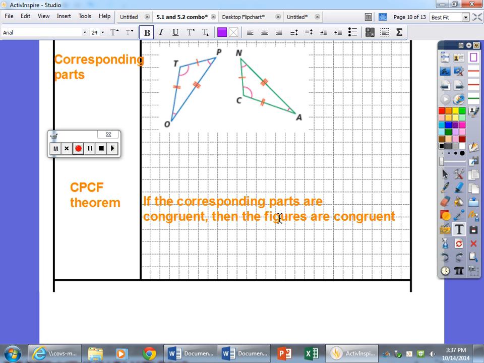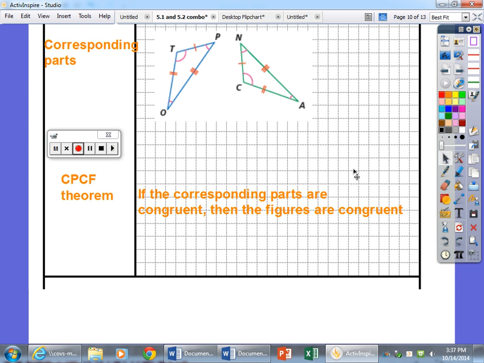So what we have on this diagram is we have matched up the parts that are corresponding. Now I already know that TOP and CAN are congruent. So now what I've marked on this diagram is the parts of those triangles that are congruent. So if you look here, this is showing me that angle T is congruent to angle C. Notice how they're both marked the same way.